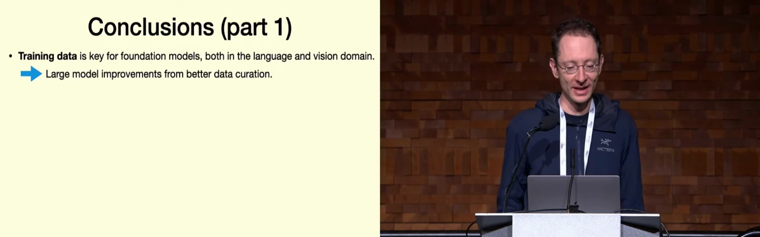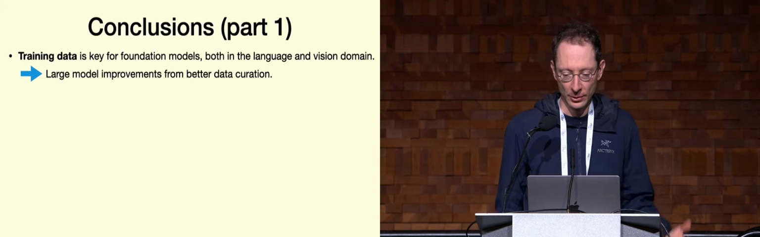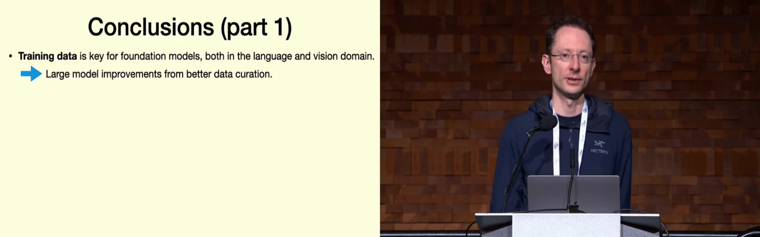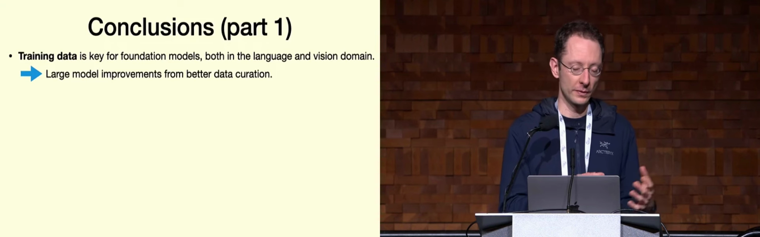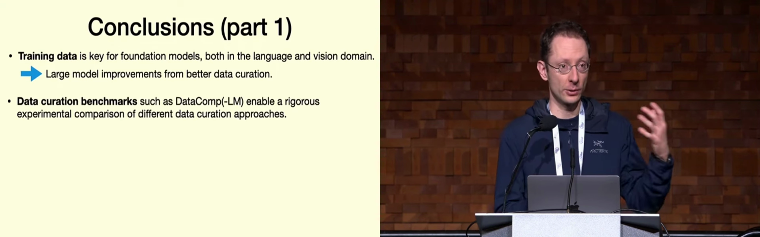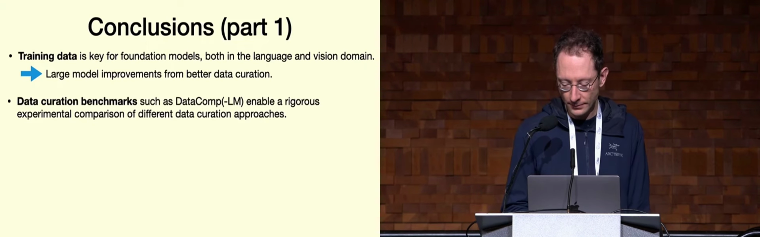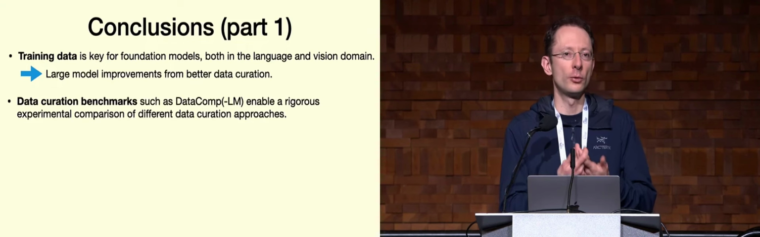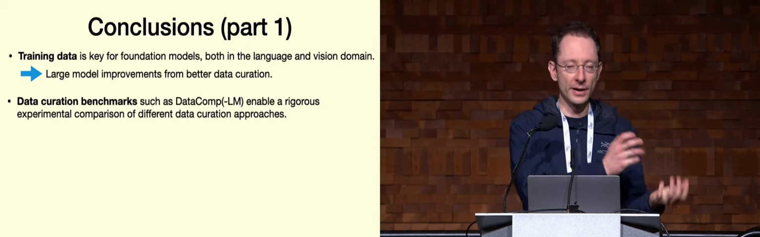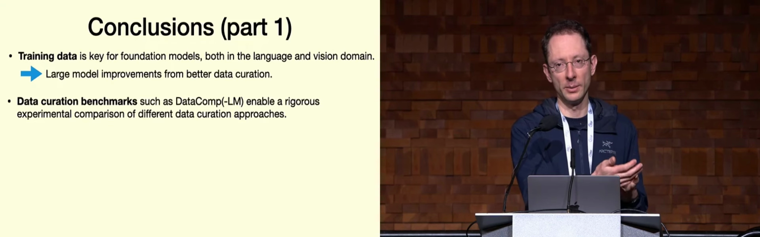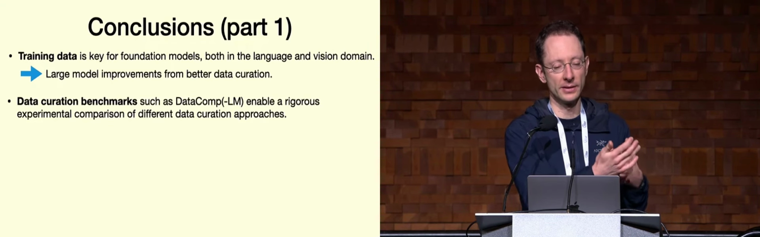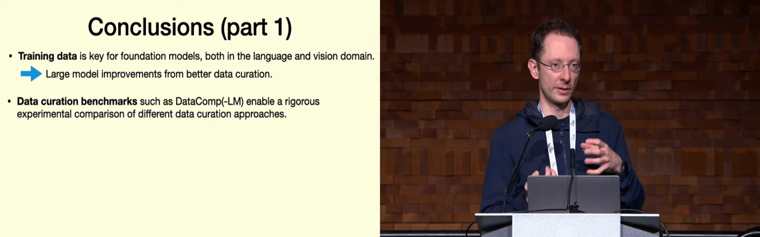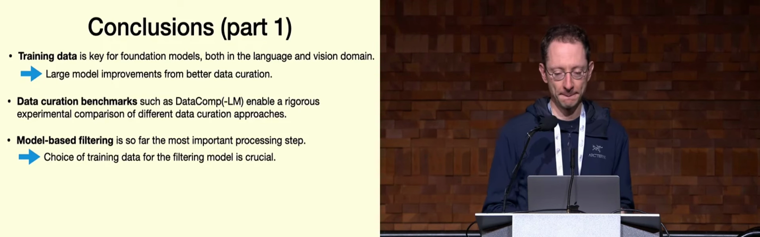Okay, I motivated this at the beginning. Training data is key for foundation models, both in the language and in the vision domain. And we have seen large improvements from better training data curation. Sometimes a factor 6, in the case of Lion, a factor 9 times more compute efficient. And I think overall, these data curation benchmarks have been really key for highlighting what really works best empirically. We've done this on the model improvement side for many, many years. Benchmarks like CIFAR10 and ImageNet have been key for highlighting what works best on the modeling side. I think it's important to do something similar also on the data curation side.